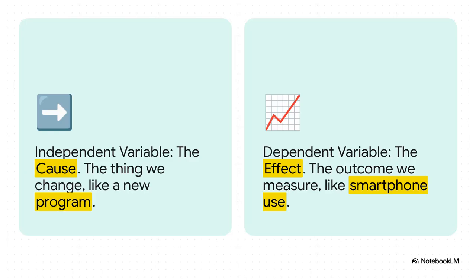So in the world of research, we've got special names for these things. The cause, that's called the independent variable. Just think of it as the thing we change or introduce, in our case, the smartphone workshop. The effect is called the dependent variable, because what happens to it depends on the cause. For us, that's the change in smartphone use we're hoping to measure.